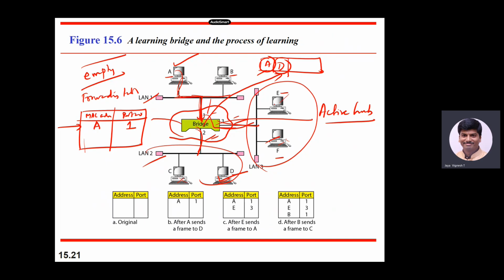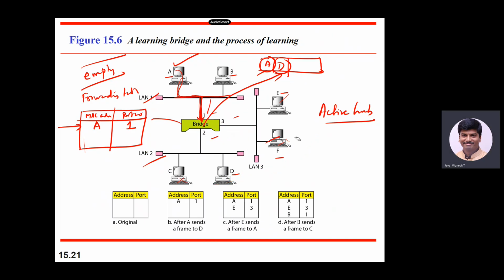But then it gradually starts to learn. It needs that intelligence to start building up. So the first step is to learn through this. It still does not know where D is, so it was typically doing the active hub functionality. But what it has learned from this frame movement is that A is mapped to port 1. That is the first intelligence. When every device starts to generate frames, at one point it will fully learn and keep its table ready. So let's look at another scenario now.